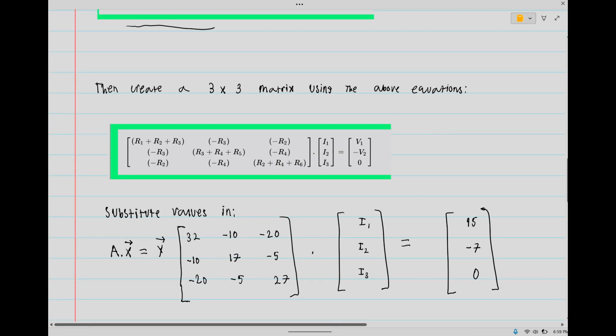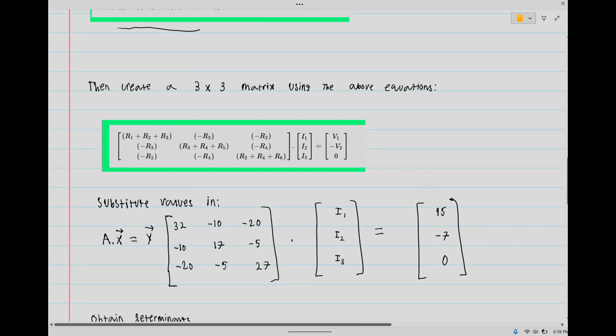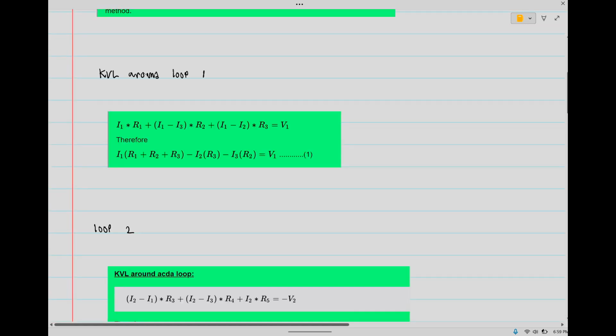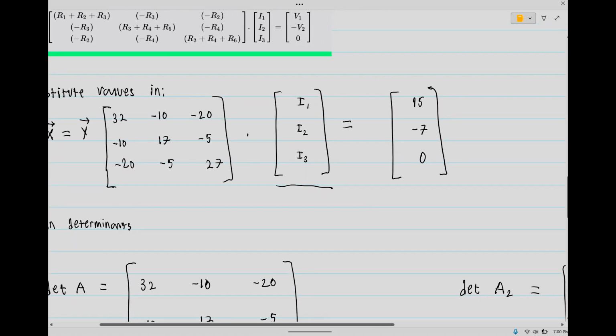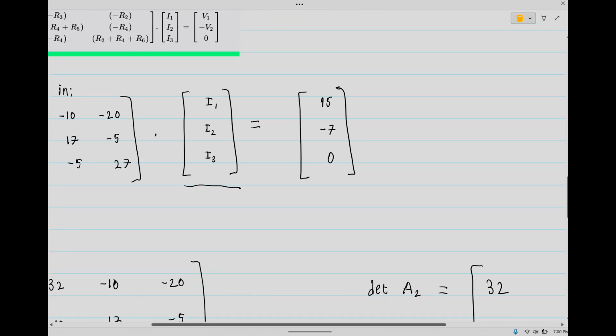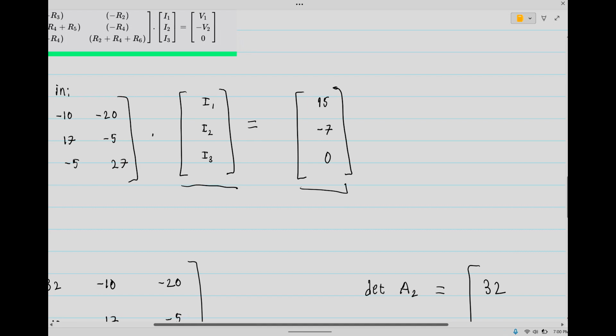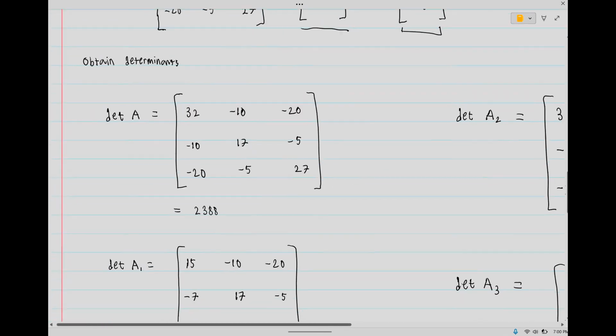And all you have to do is create a matrix from the equations using the same formula right here. It looks confusing at first. All you have to do is go back to the values you were given up here and apply them in there. These are the unknowns we're trying to solve for, the mesh currents, and then apply the voltages in this. This is going to be your column vector. So all you have to do is get determinants.